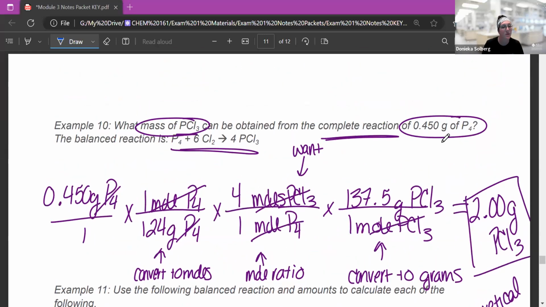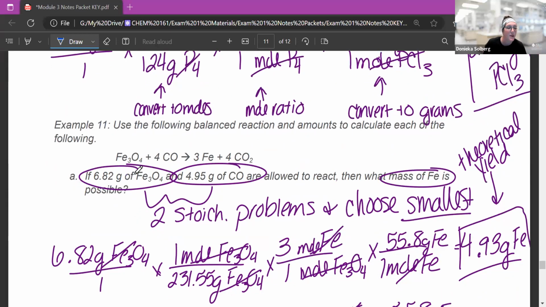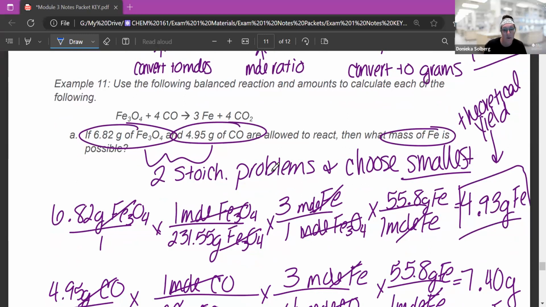In the previous example, I only gave you 1 starting amount. I didn't tell you how much Cl2 I had. That means I had enough Cl2 to do what I wanted. But now I have 2 amounts. I have an amount of this and an amount of this. So what you need to do is do 2 stoichiometry problems. So 2, convert to moles, mole ratio, convert to grams, and figure out which one is your limiting reactant. So which one is going to limit the amount of product you can make.